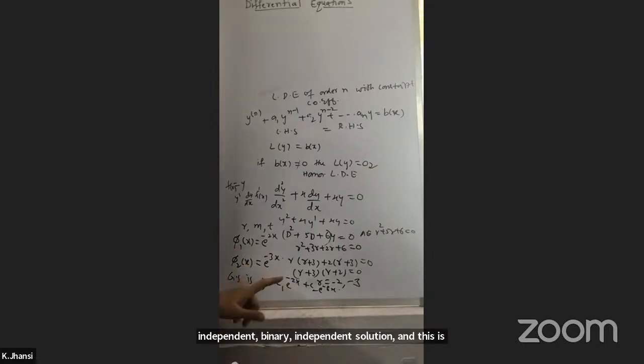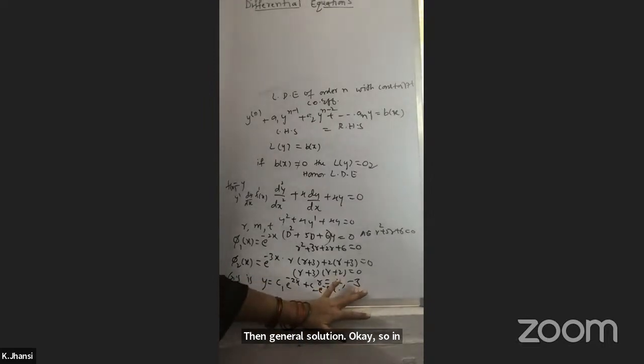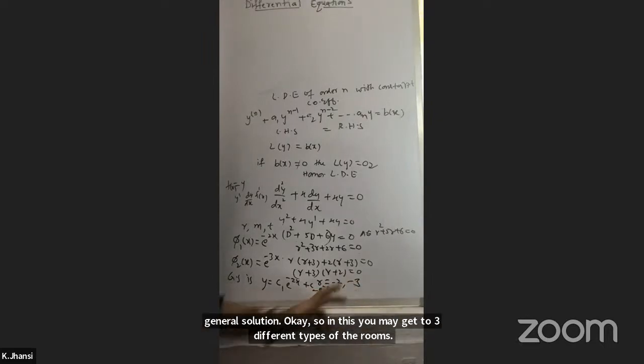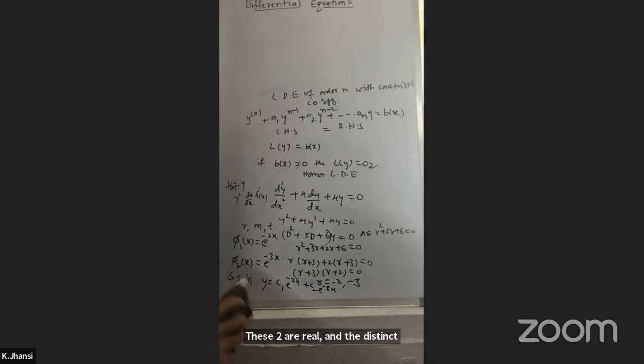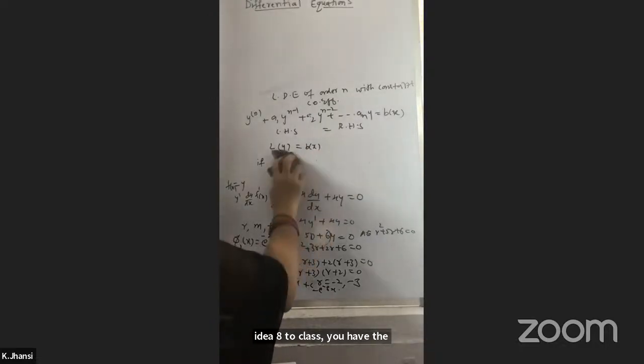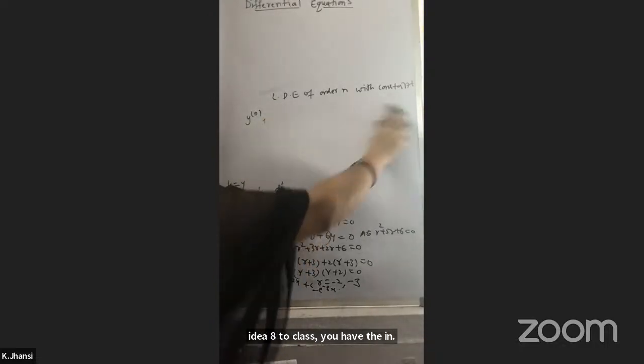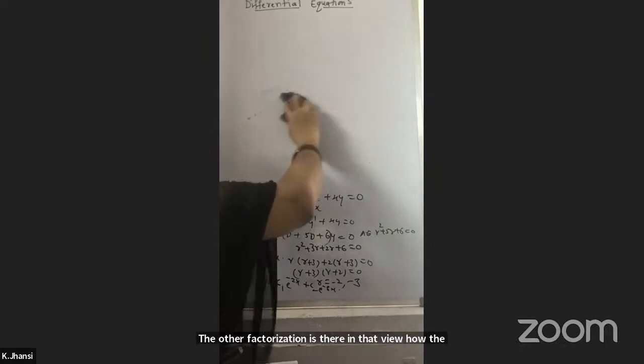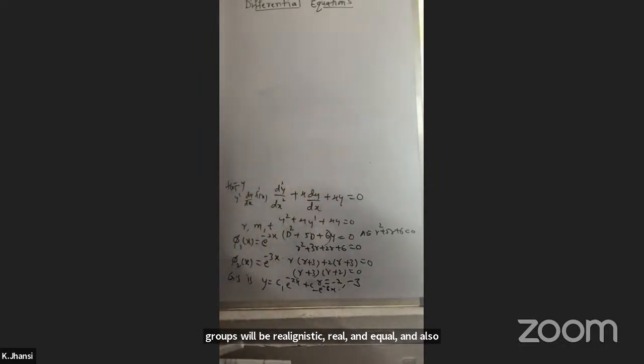Then the general solution. In this, you may get 3 different types of roots. These two are real and distinct roots. If you have an idea from 8th class, in algebra factorization the roots will be real and distinct, real and equal, and also complex roots will be there, that is, in the form of a plus ib.